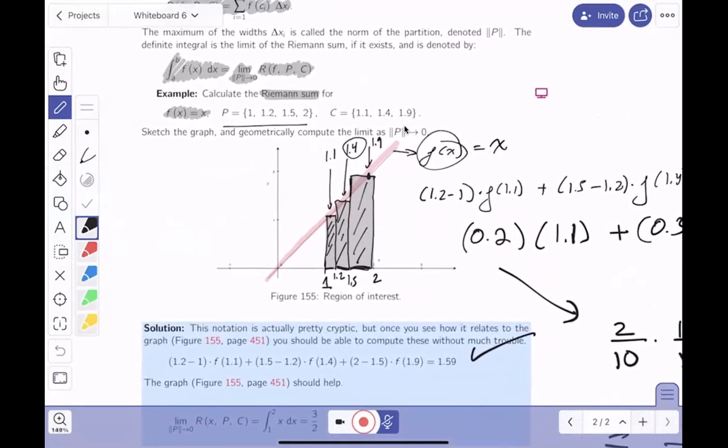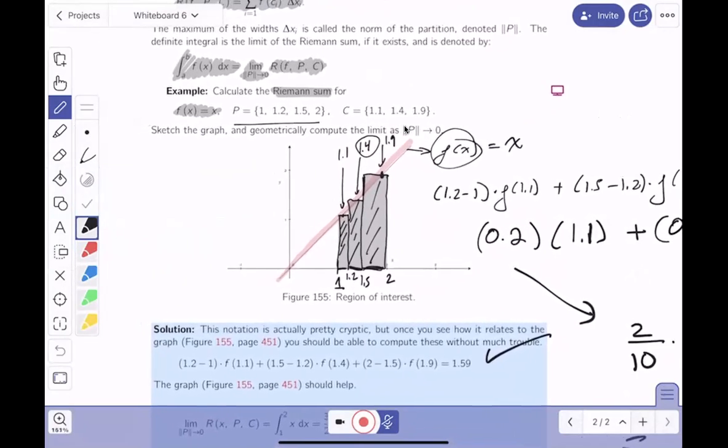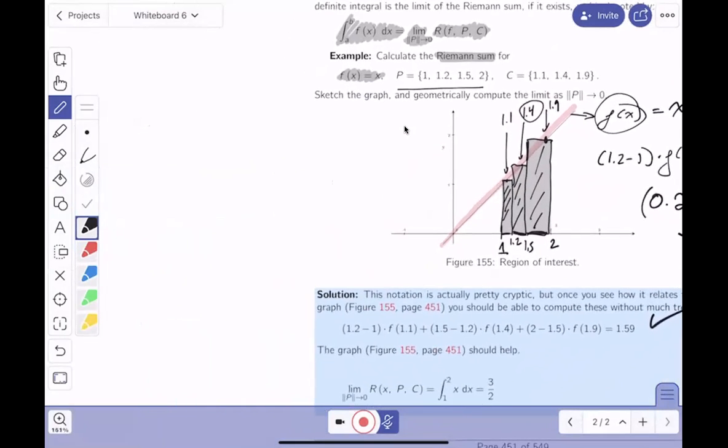Sketch the graph and geometrically compute what happens if the partition goes to 0. Well, you know what? The graph is already here. So if the partition goes to 0, it's going to fill up this space completely. So I want to point out what I'm looking at. I'm looking at an object that looks like this over here. And I know that object. I've seen it before. So it goes from 1 to 2.